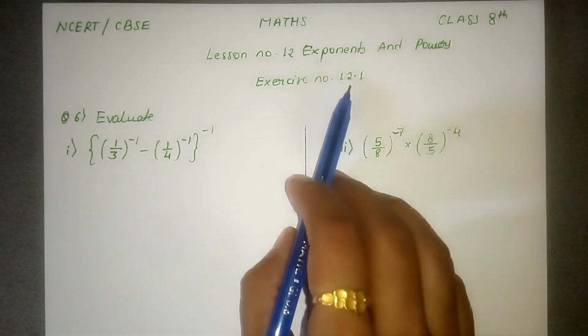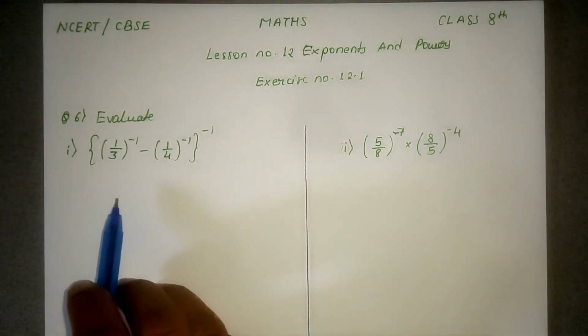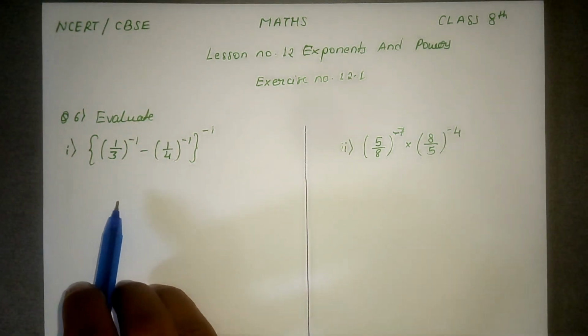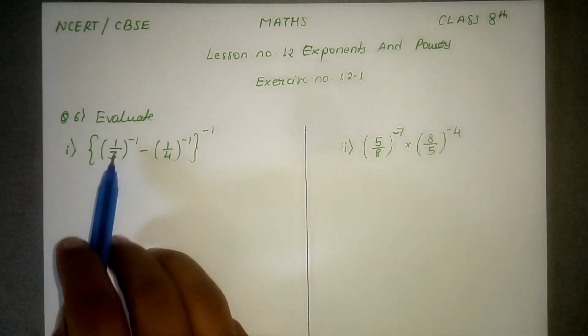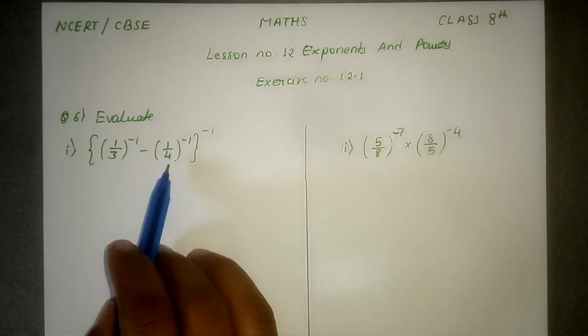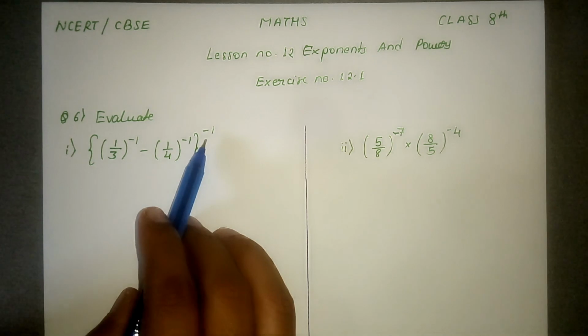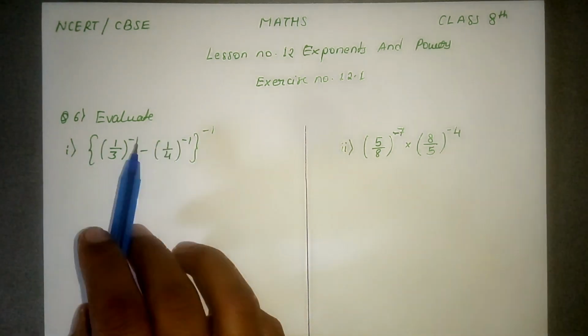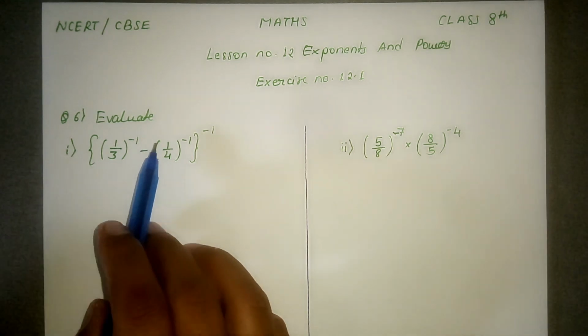Exponents and powers, exercise 12.1, question number 6. So what is given here in question number 6? It is given: evaluate (1 upon 3 raised to the power minus 1 minus 1 upon 4 raised to the power minus 1) whole raised to the power minus 1. So this is the given expression and we have to evaluate it and find the answer.